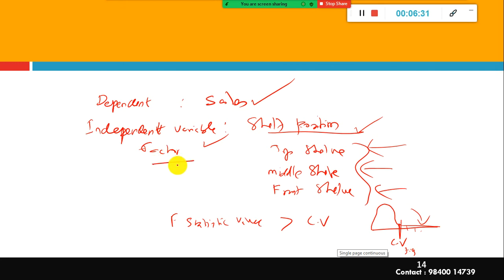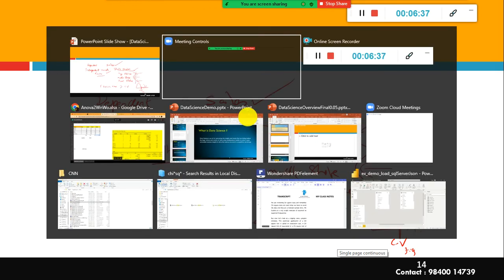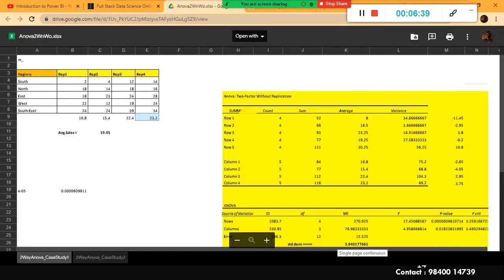There are situations wherein we will have to use more than one factor to test it. That's where the two-way ANOVA comes into the picture. Two-way ANOVA is also called two-factor ANOVA. Let us look at this example: region and sales rep. Here is the data set, and we need to do the test. Does region and salesperson have any influence on the sales?